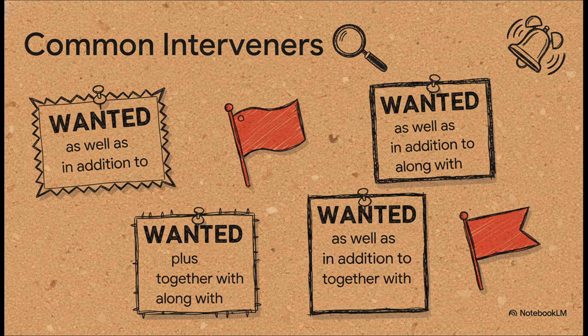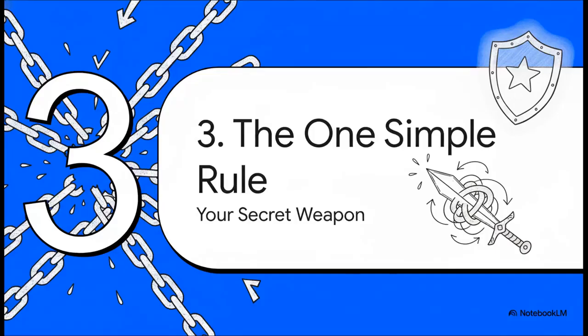And here they are, the usual suspects. Phrases like together with, as well as, and along with. From now on, when you see one of these wedged between a noun and a verb, a little alarm should go off in your head. These are the red flags you're looking for. So, we've identified the trap, we've identified the culprits. Now for the really good part.